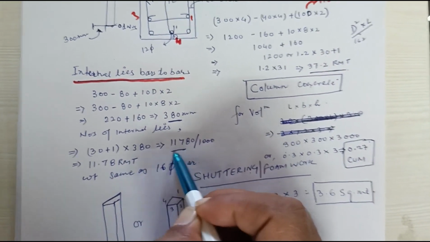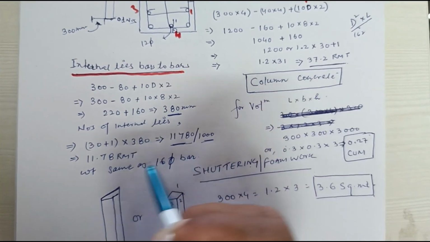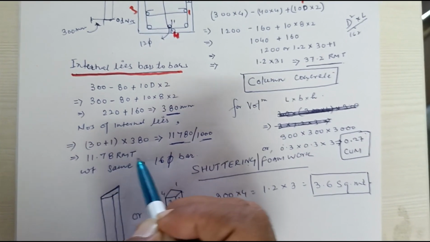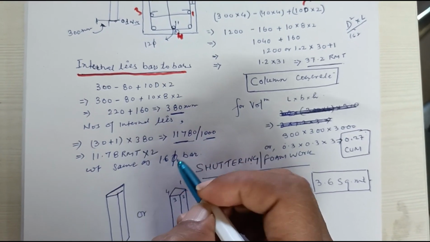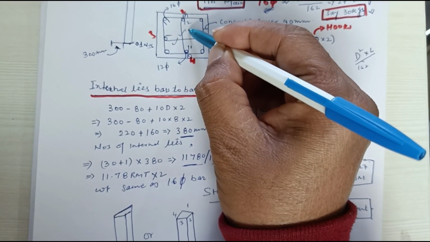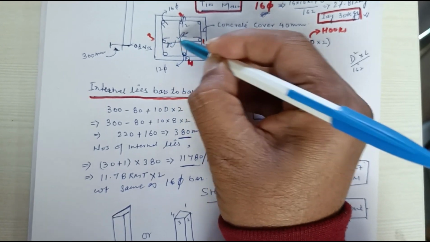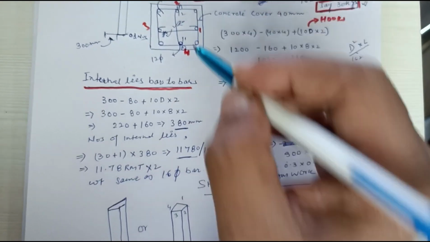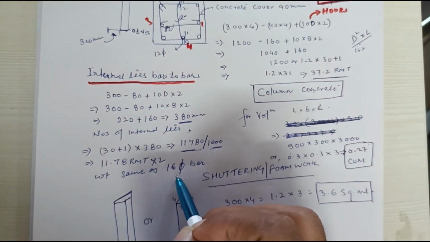It will become how much? This is 11,780 divided by 100,000. So that you will get 11.78 running meter into 2. Okay. Then you will get for this tie and this tie also. Here there are two ties. Number one tie is this, this is one number and this is another number. Okay, so two ties. You will get into two ties.